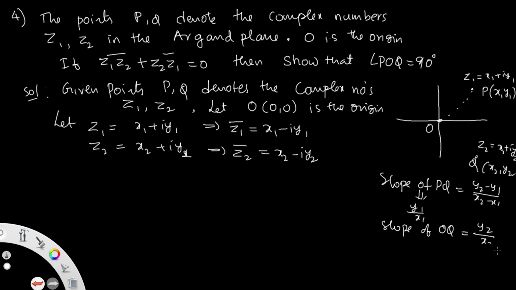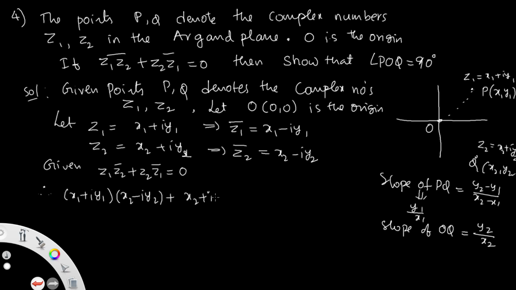I am drawing a rough idea side by side. The condition given is Z1 into Z2 bar plus Z2 into Z1 bar equal to 0. Substituting, Z1 means x1 plus iy1 into Z2 bar means x2 minus iy2, plus Z2 means x2 plus iy2 into Z1 bar means x1 minus iy1, equal to 0.